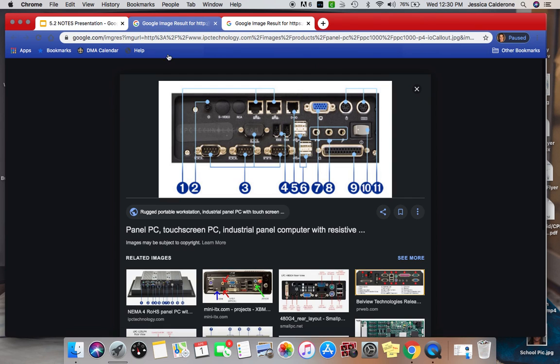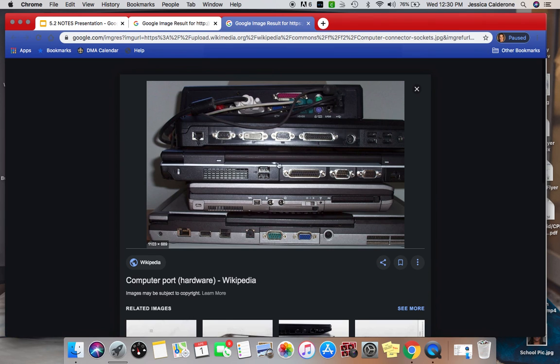All right, here are all different examples of ports, okay, this can be found on a desktop computer. And here are some examples of ports that are found on the laptop computer. So on the laptop, you're going to have them on the sides of the computer.